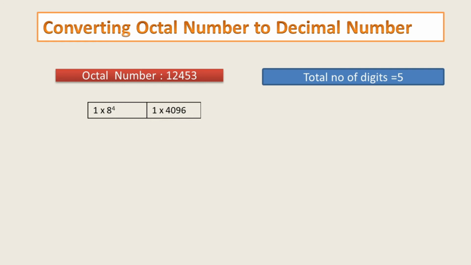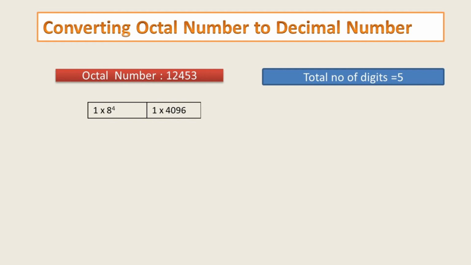Converting an octal number to a decimal number. If I want to convert an octal number to a decimal number, it is also similar, but here it will be to the power 8. 8 will be the base, and it will have the power of the number of digits n minus 1. The octal number is 12453. So the total number of digits is 5, or we can say n is 5. So n minus 1 will be 4.